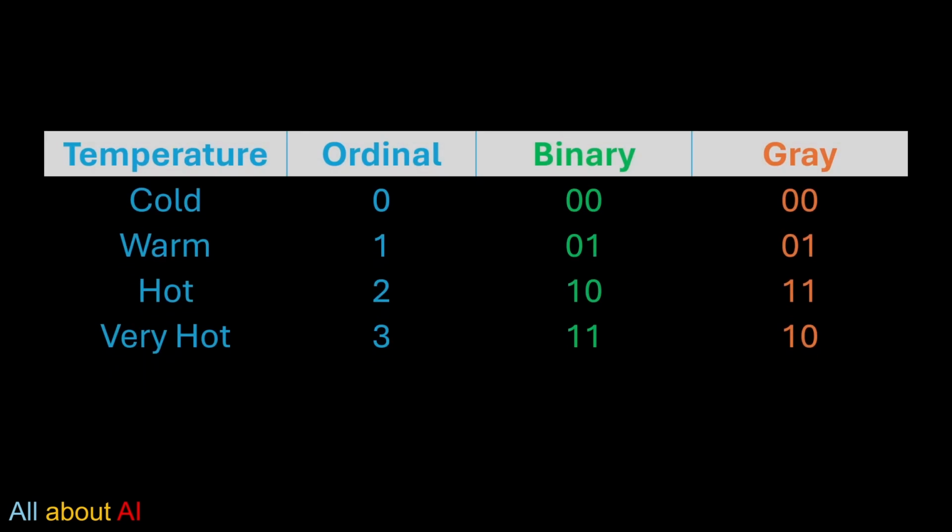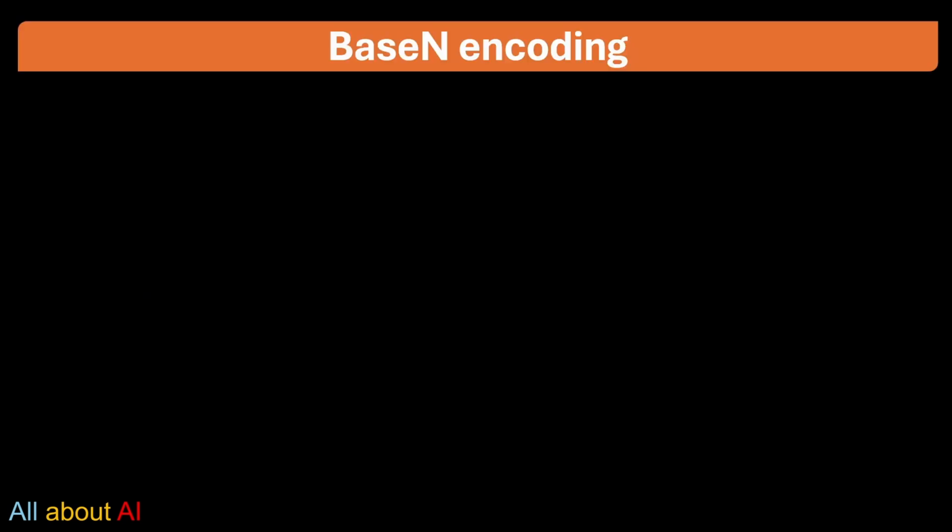This is how it will look if we compare it to binary encoding for the temperature column. So if you see here, in gray encoding, every time only one bit is changing. Here 0 is becoming 1. In this case 1 is becoming 0. But compared to that, in binary encoding, you can see for these two, both the bits are changed. That's the key difference between binary and gray encoding.